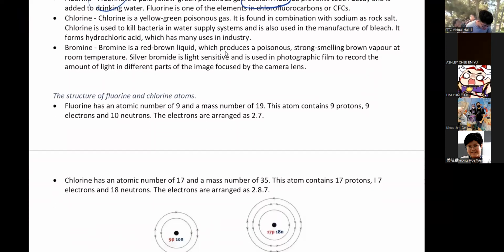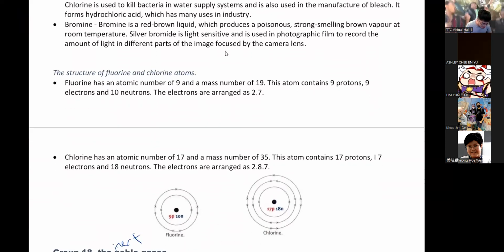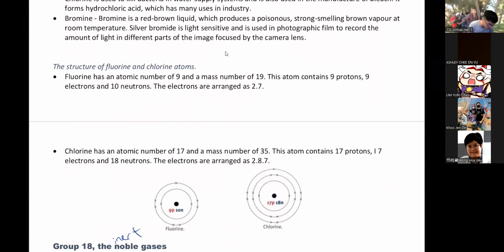Okay, anyway, so let's learn how to draw them. As I told you, you just follow the number. So fluorine has atomic number 9. That means it has 9 protons, 它的 proton 是9粒. That means it has 9 electrons. So how do you arrange the 9 electrons?